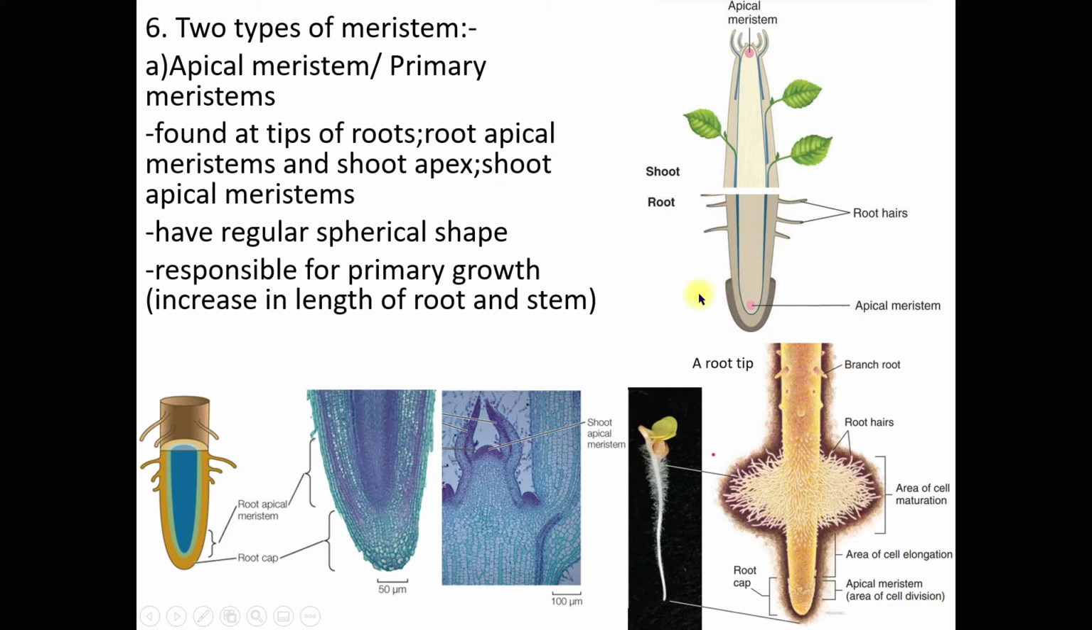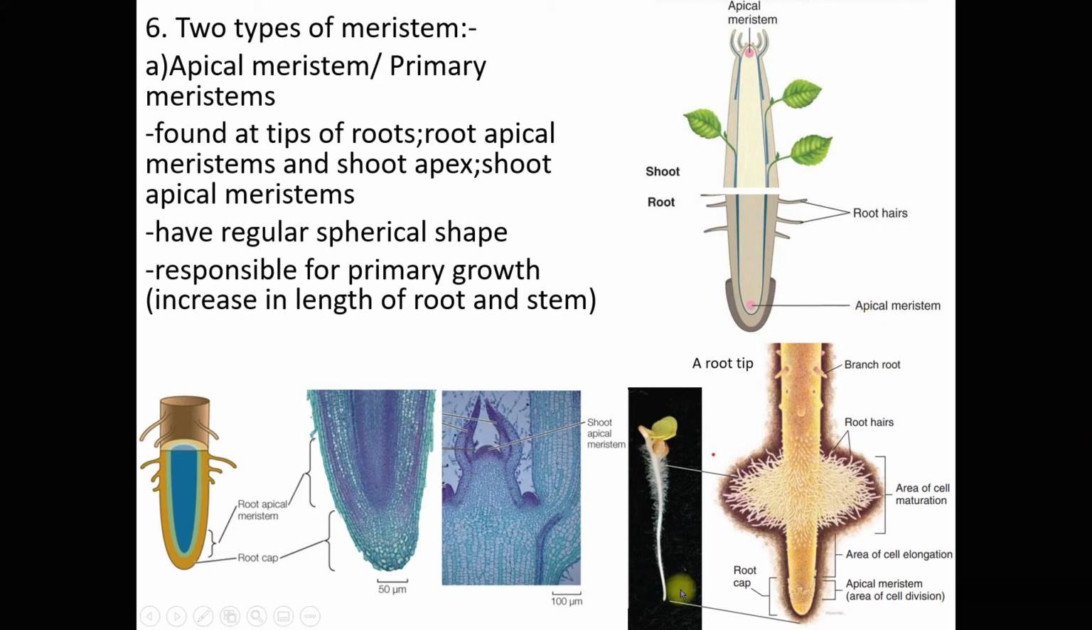And then these apical meristems have a regular spherical shape. Boleh nampak ah? They are regular spherical shape, cuma terlampau kecil tu yang ternampak tu. This is the root cap. This is the root apical meristem and this is the shoot apical meristem.